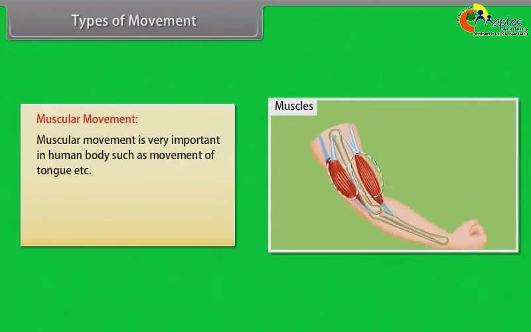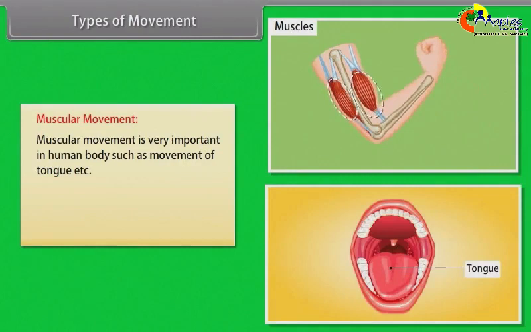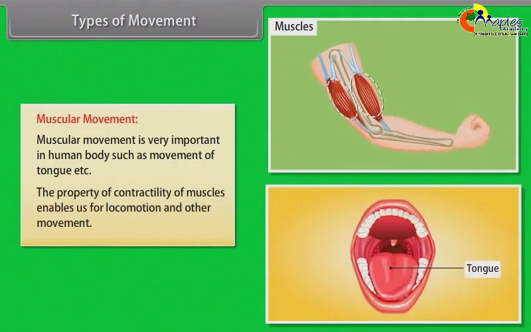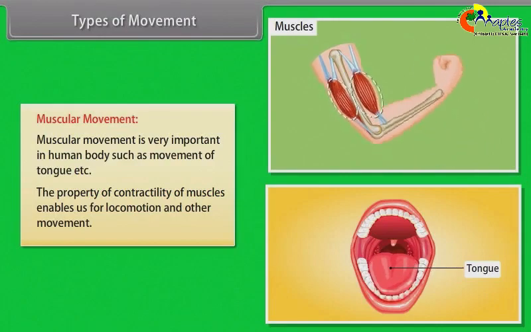Muscular movement is very important in the human body, such as movement of the tongue, etc. The property of contractility of muscles enables us for locomotion and other movement.